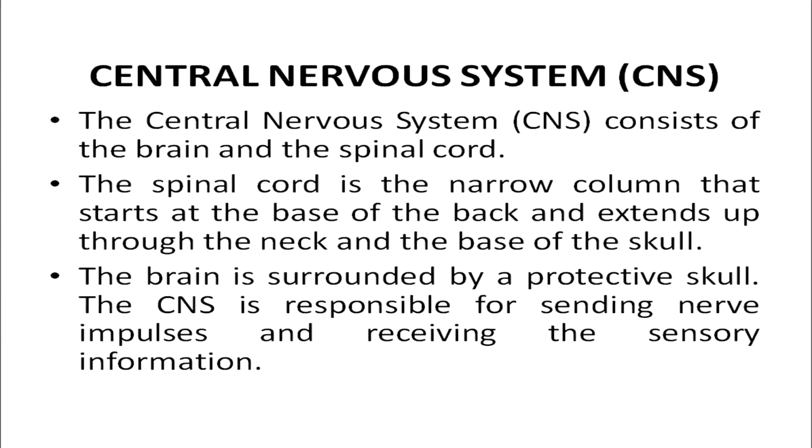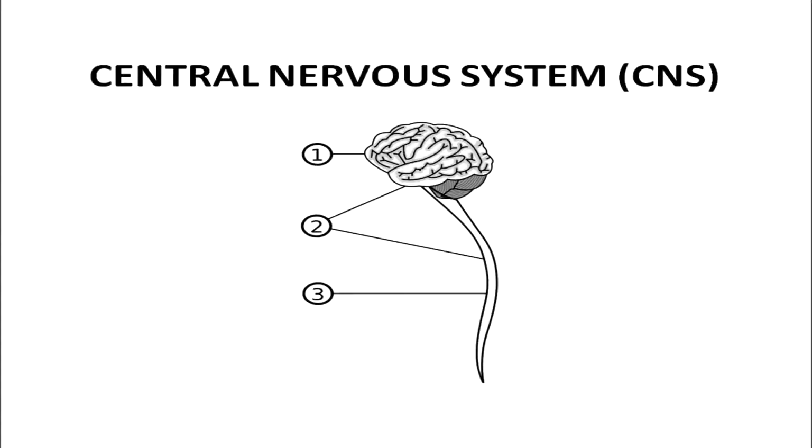The CNS is responsible for sending nerve impulses and receiving sensory information. So, how does it send nerve impulses, what do those nerve impulses do, how does it receive the sensory information, and what is the use of that sensory information? This is all about today's program, and we will learn about it in greater detail in the further slides. So, this is how the central nervous system looks. The spinal cord extends from the back and reaches till the back of your skull. This is the brain, which is surrounded by the skull.